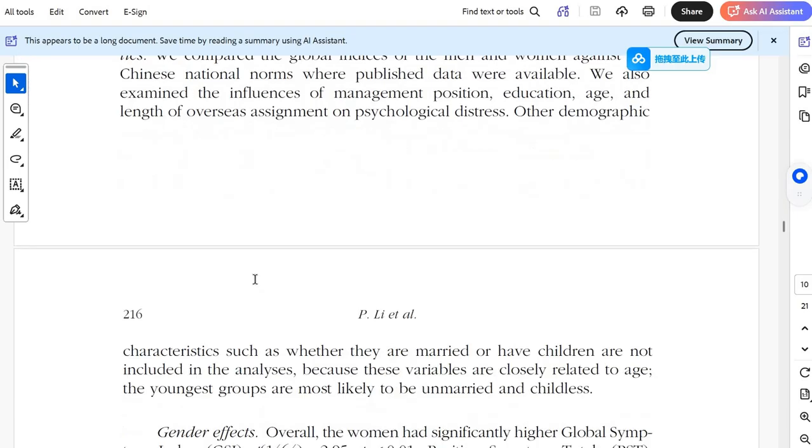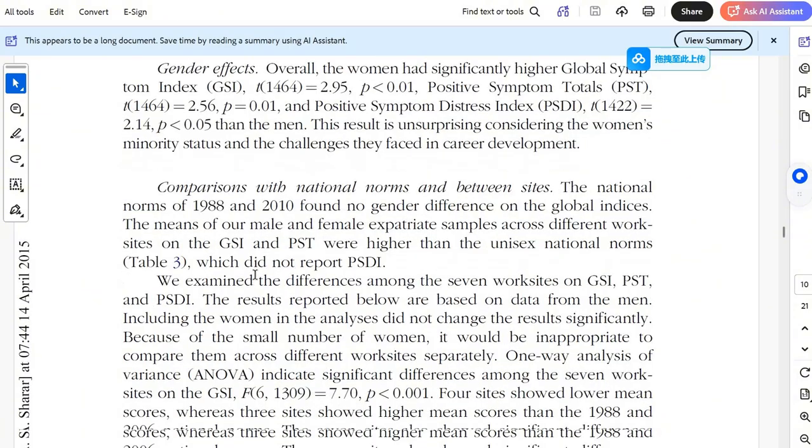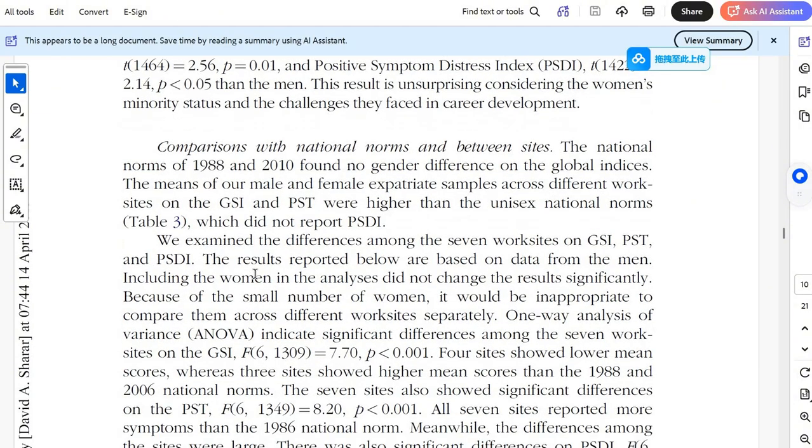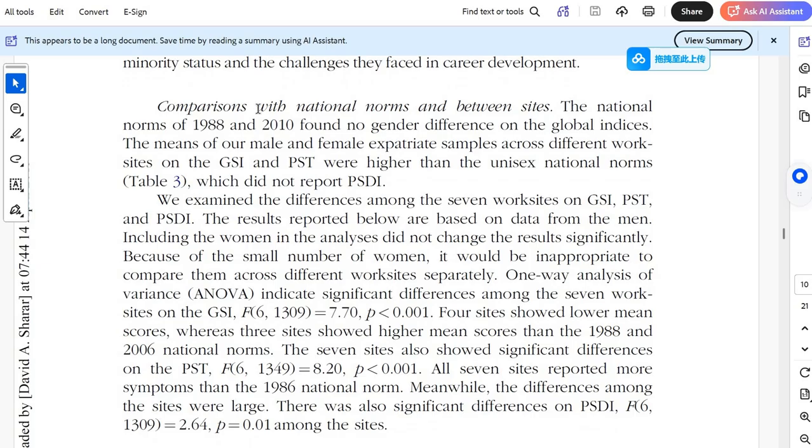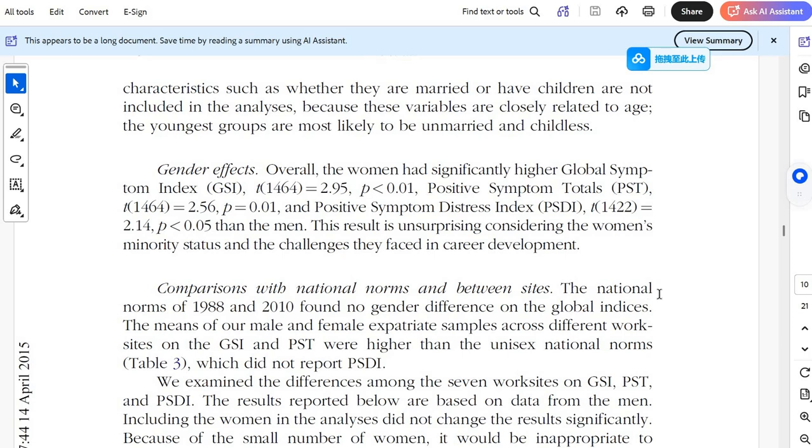You don't have to talk about the education, the gender effects. The key finding is the comparison. The key finding you need to report for the overview section of the writing assignment is the SCL90, the comparison between the sample of expatriates and the national sample of China.